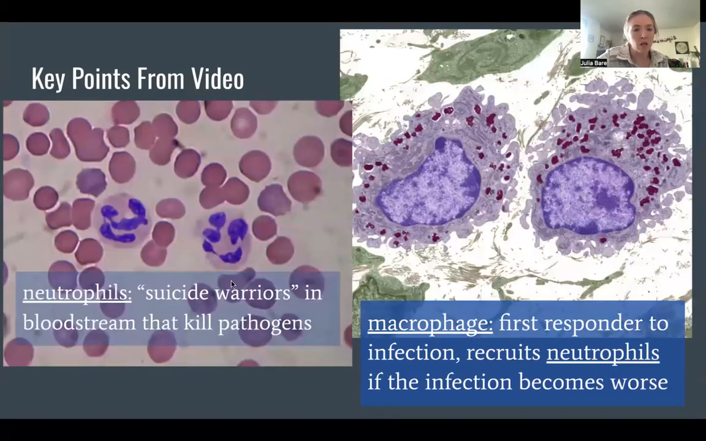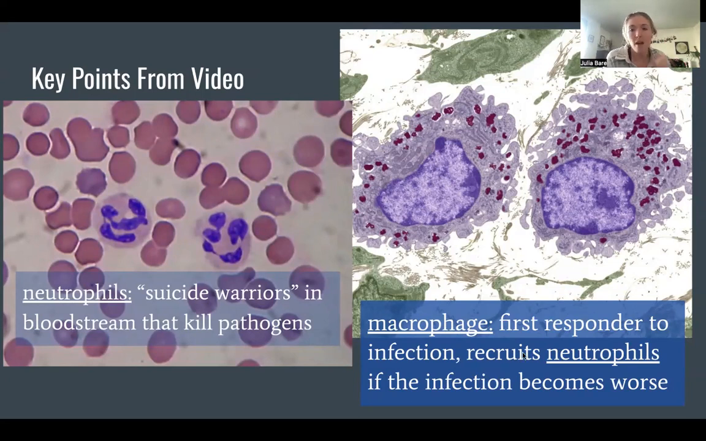Neutrophils are going to be these suicide warriors in the bloodstream that kill pathogens. So neutrophils are cells that hang out in the bloodstream ready to kill pathogens, and they will consume pathogens and then commit quote unquote cell suicide in order to get rid of those pathogens. And in the process, they actually release a bunch more signaling molecules that will recruit more of your adaptive immune response.